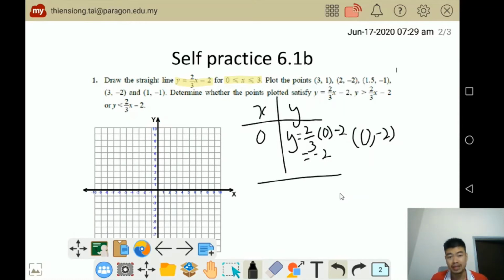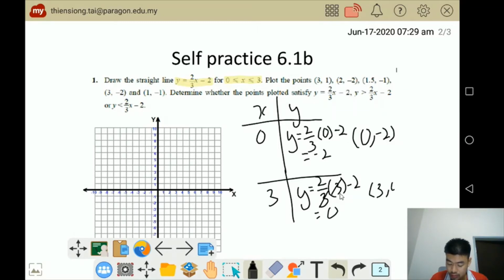Next point, you have to find 2 points. The next x is 3. Substitute x equals 3 into the equation: 2 over 3 times 3 minus 2. So 2 minus 2 is 0. The coordinate for the second point is (3, 0). There you go, you have 2 points already. Mark them in your Cartesian plane.